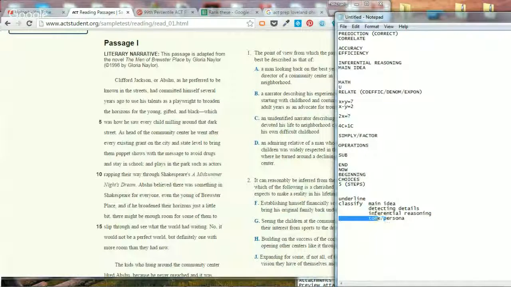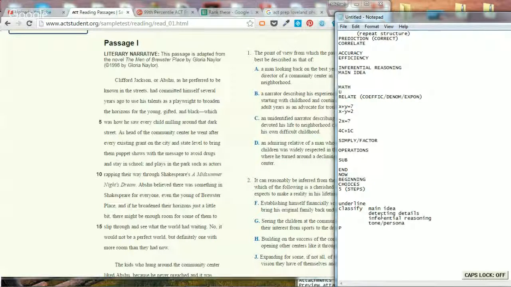So this is the most common question, whether it's the English section or reading or science. It's the most common question on the test. And it's the most difficult too. As we said, 10% is more about a feeling. We don't normally see that on the ACT.